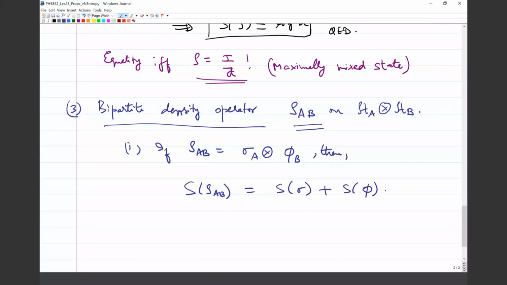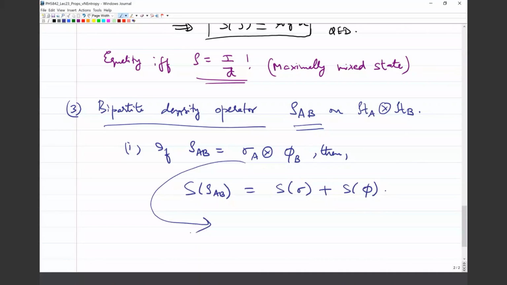So how do we show this? Is there an easy way to see this? We just have to go back to the definition, right? And when you go back to the definition, you simply have to diagonalize this, right?